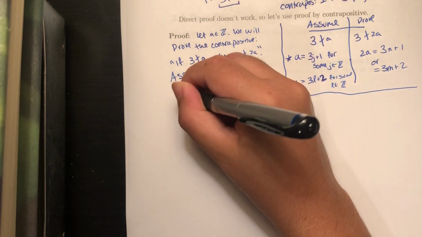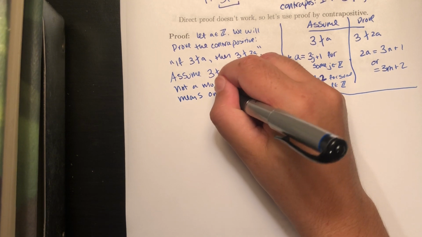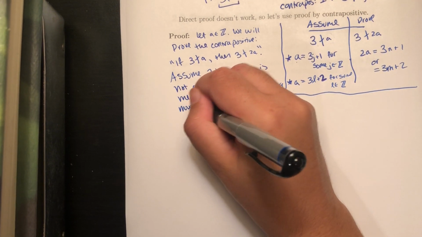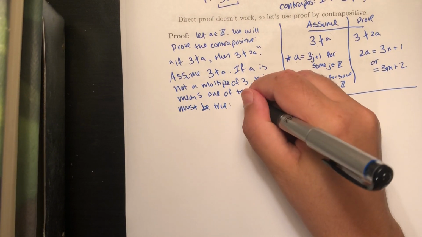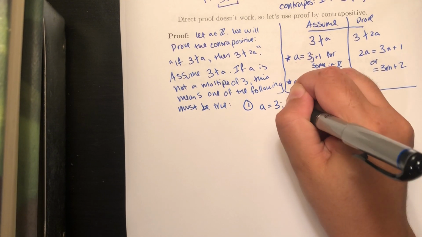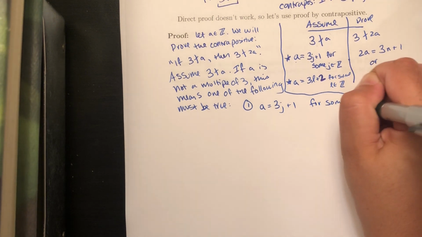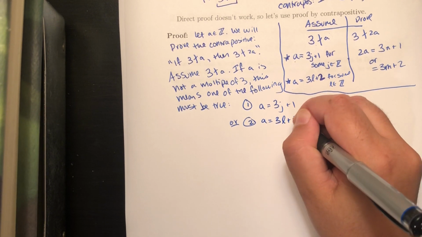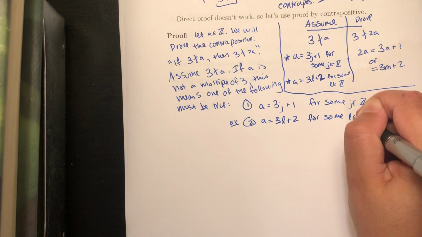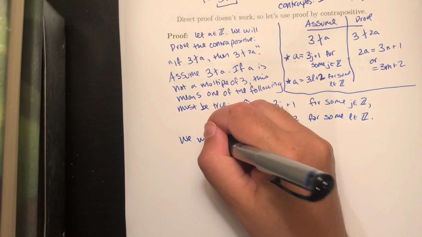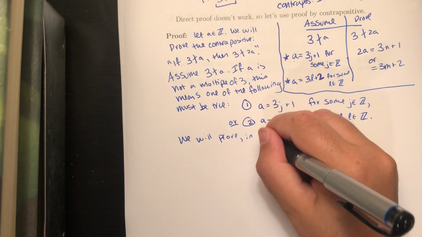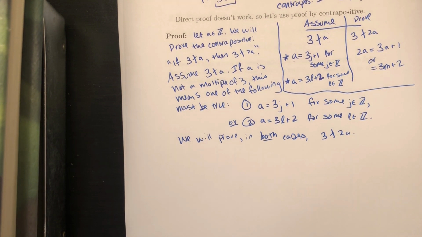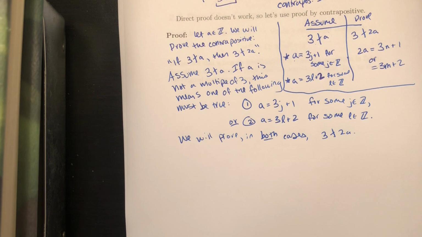this means one of the following must be true. Either 1, a can be expressed as 3j plus 1 for some integer j, or 2, a can be expressed as 3l plus 2 for some integer l. We're going to prove in both cases that 3 does not divide 2a. All right, so let's do this.